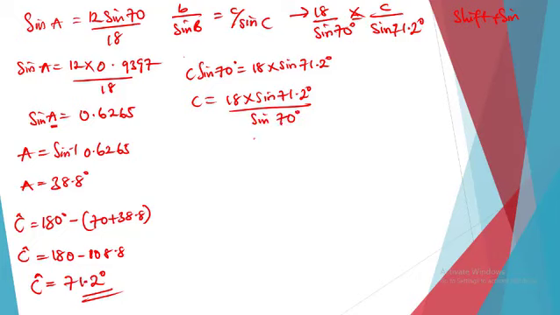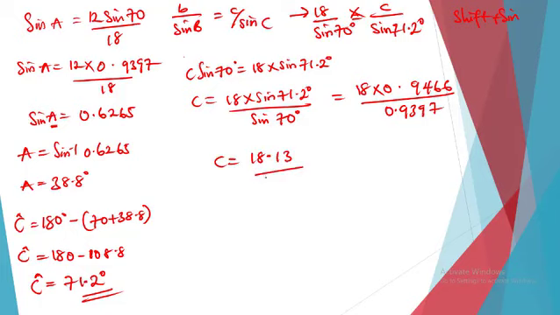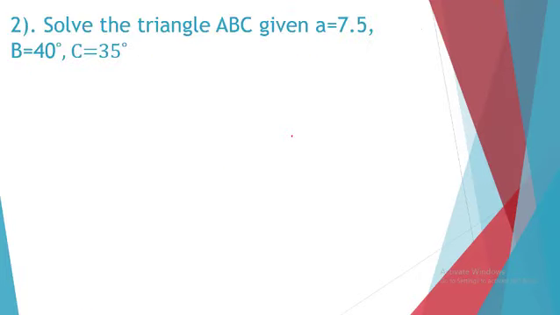That is trying to make C the subject of formula. Is that true? So we have 18 times, the value of sine 71.2 is 0.9466, all over sine 70. Sine 70 is 0.9397. So C is equal to 18 times this divided by this, which will give us 18.13, and that's the value of line C, in cm. So that is that.